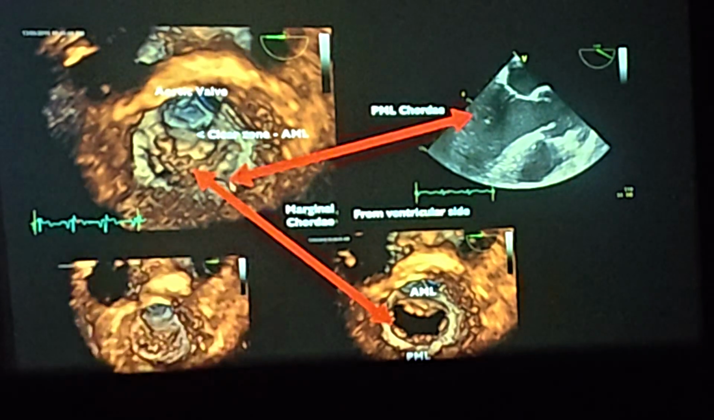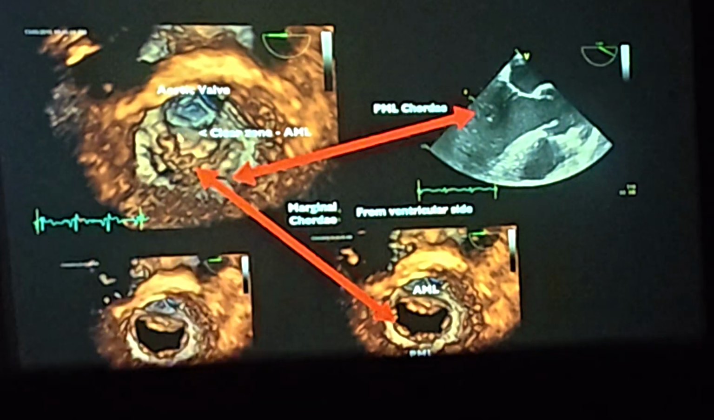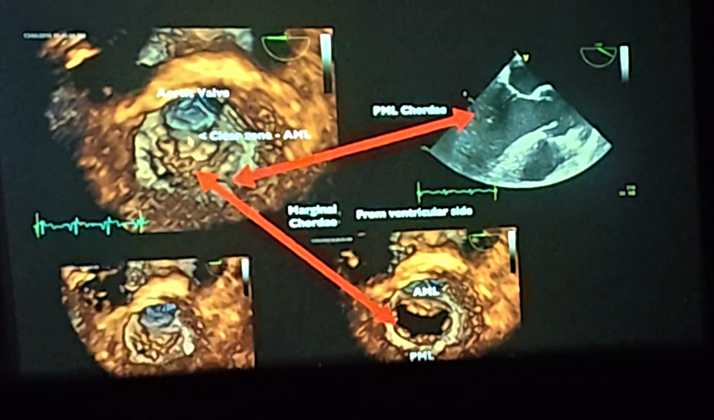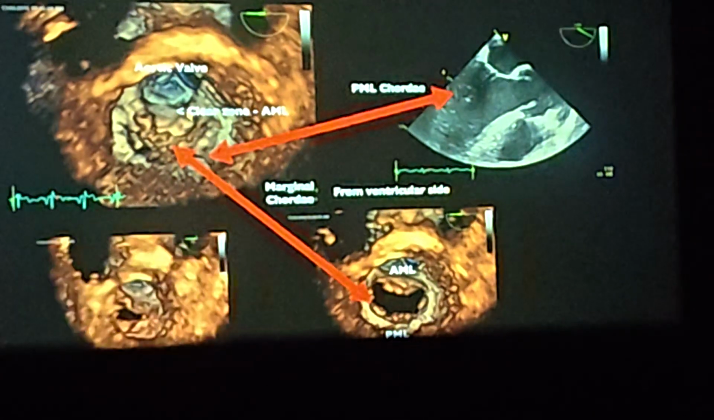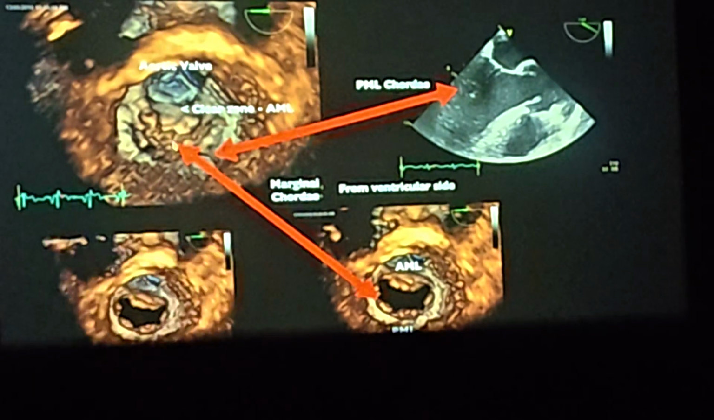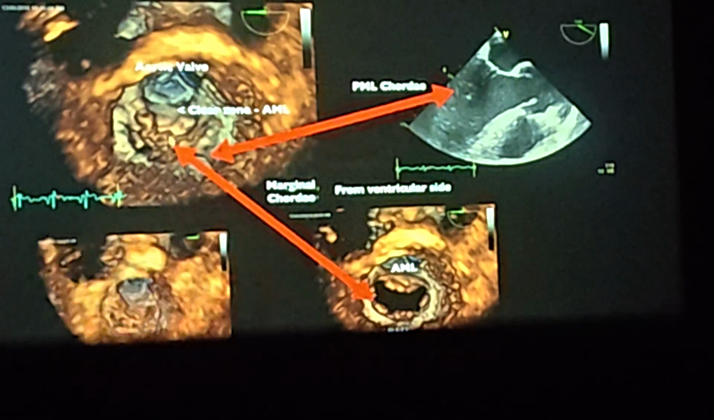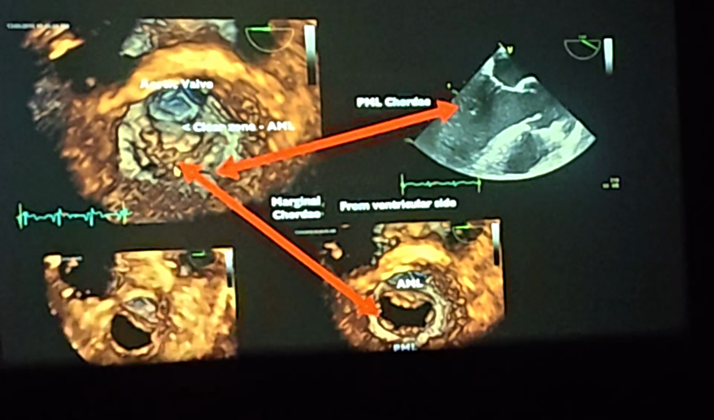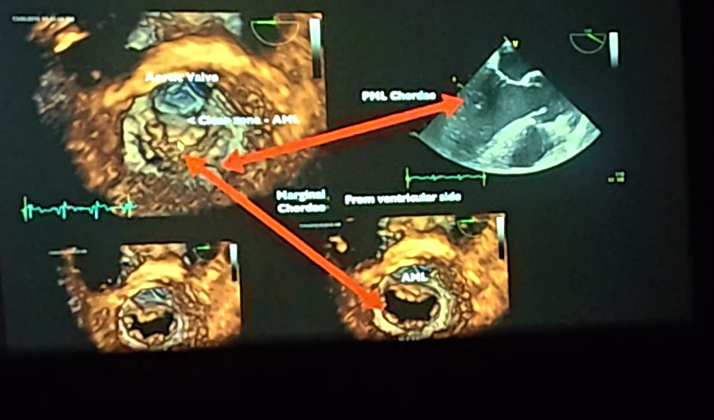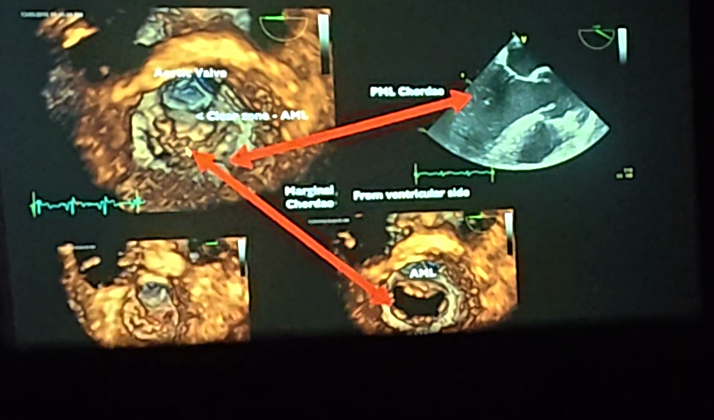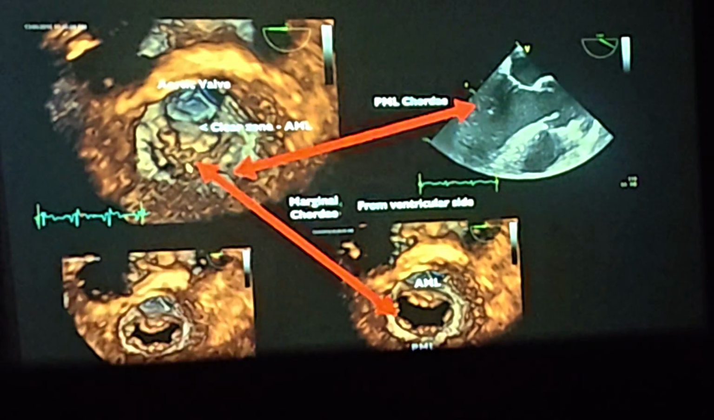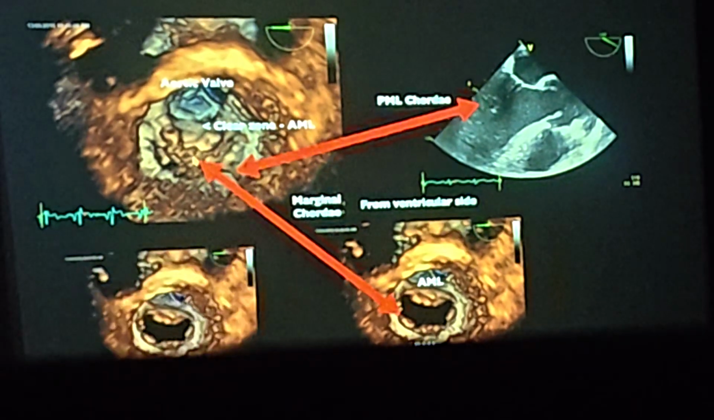A closer look at the leaflets themselves. So you have the AML. So the AML predominantly doesn't have much of the chordae over here, and this is known as a clear zone. And usually at the A2 and P2 you have very less chordae, and this is the sweet spot. This is the best anatomical lesion which you can get to go for a straightforward clip.